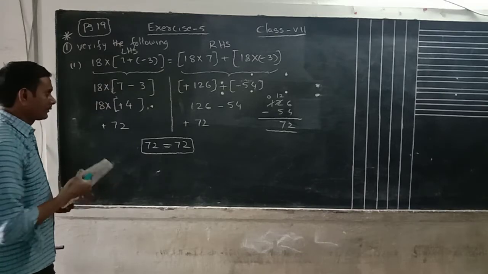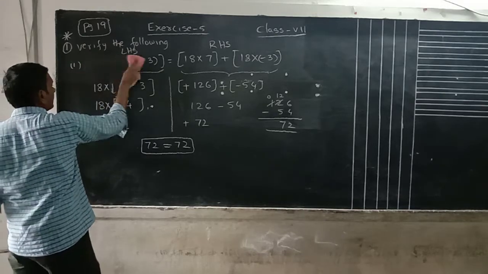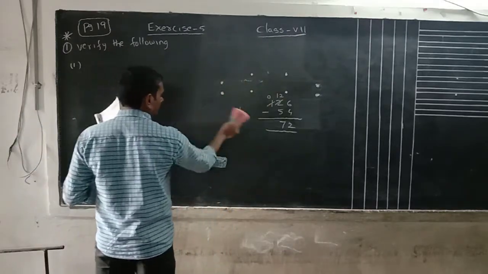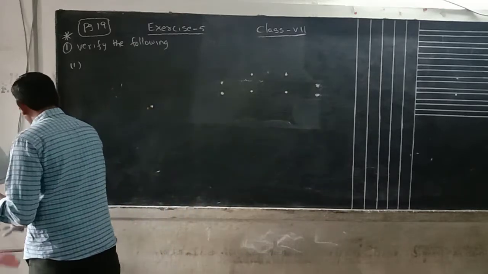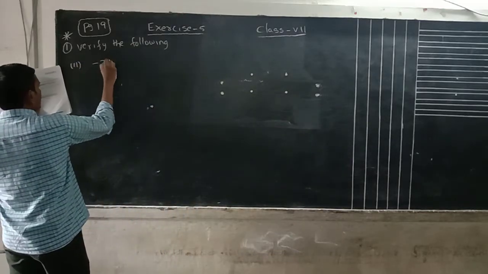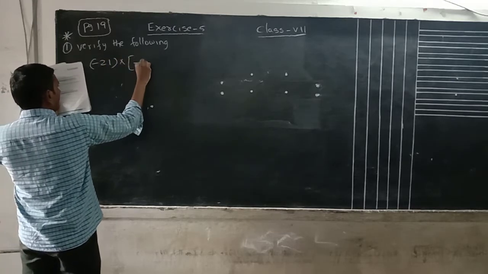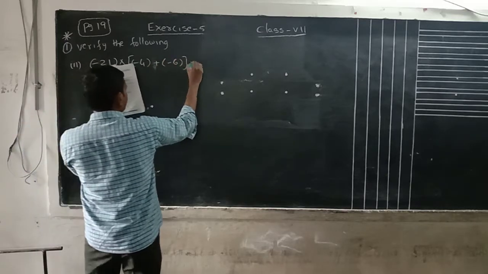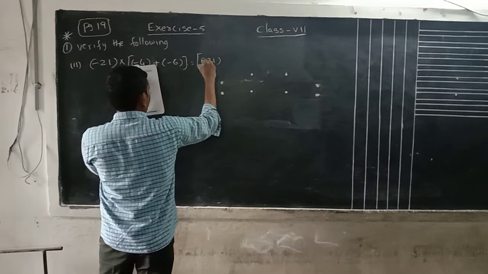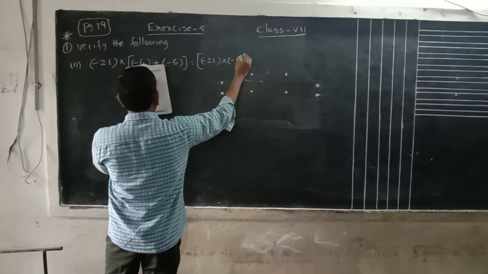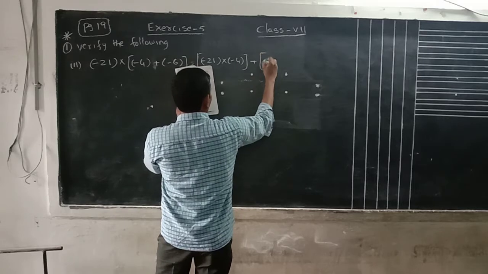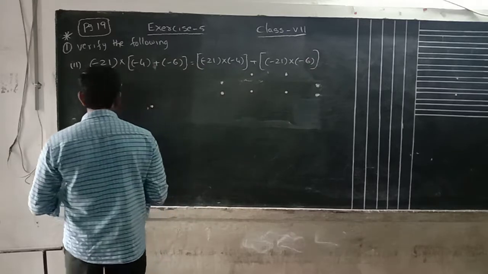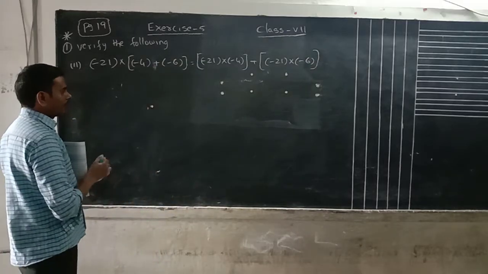Okay, now we will go for the next question. Same one only. We have to practice these two sums again as homework. What is the second question we are given? Minus 21 into minus 4 plus minus 6, equal to minus 21 into minus 4 plus minus 21 into minus 6. This is the question. Okay, now we have to take the before part of equal and the after part of equal.